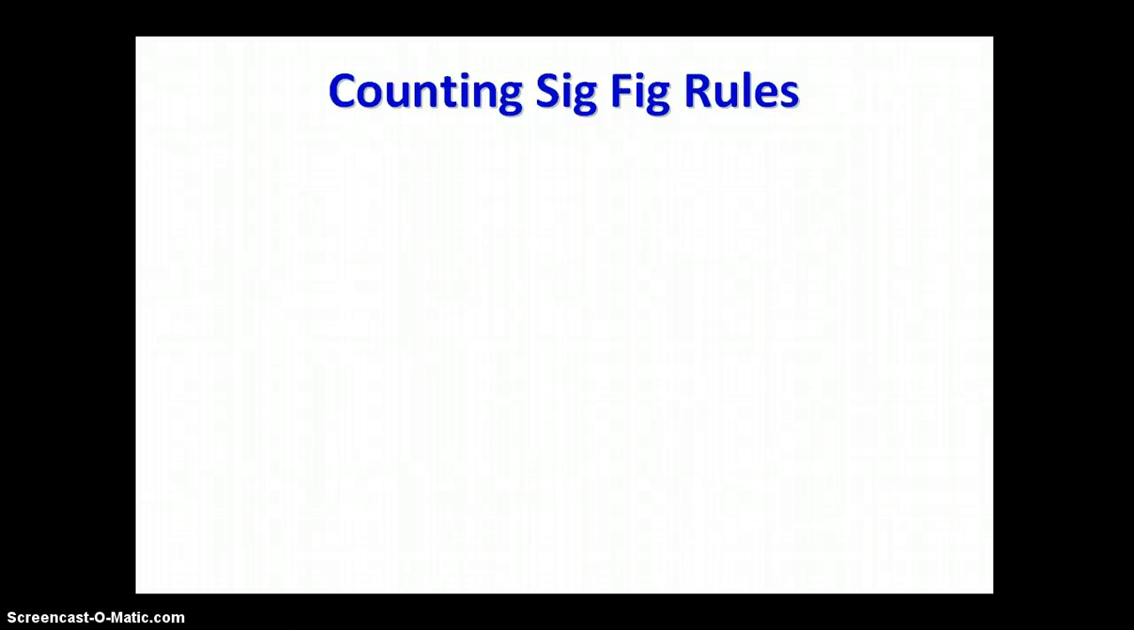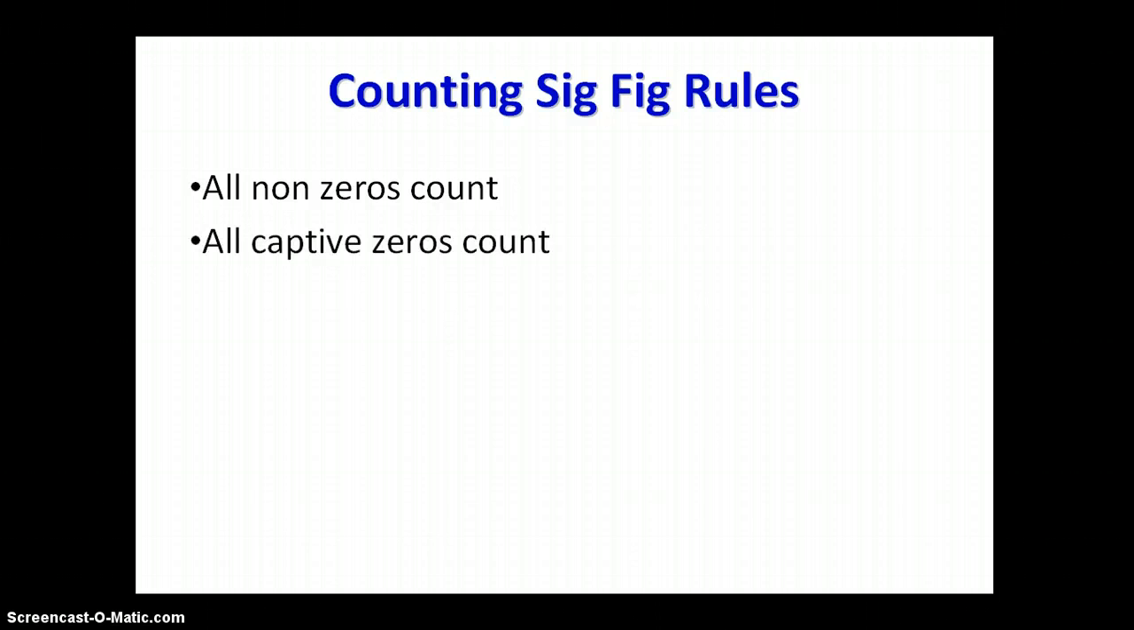All right, in case you're having some difficulty counting significant figures on your own or on your homework assignment, let's go ahead and review the rules for counting sig figs. For the first rule, all non-zeros count. A non-zero is the number that's between 1 and 9. All of those numbers except 0.